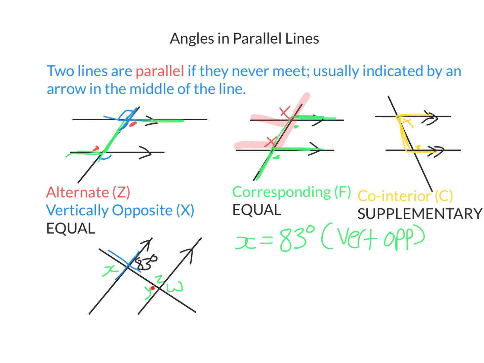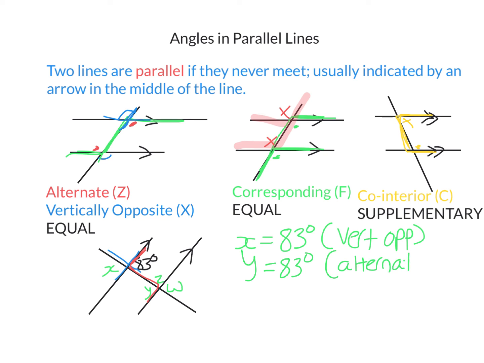Okay, let's look at Y. Y is also 83 degrees because these two angles are characterized by the Z shape, even though it's kind of a Z on its side. These two angles here are alternate, so I would just write Y equals 83 degrees as well. The reason is they're alternate.